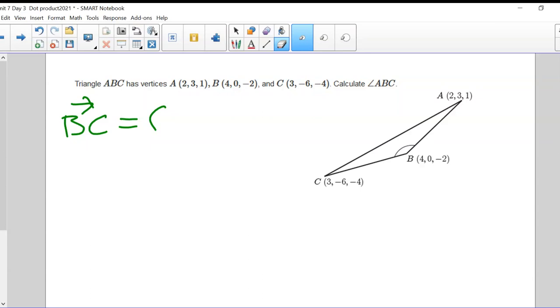Look at Kushi. Look at you. Look at Richard. Look at you. Excellent. Excellent. It's head minus tail. Okay? So the head of the vector is at C. The tail of the vector is at B. So we're going to take the C vector and subtract the B vector from it.